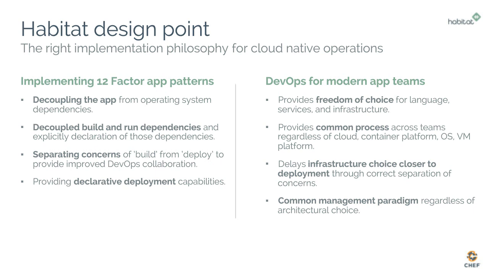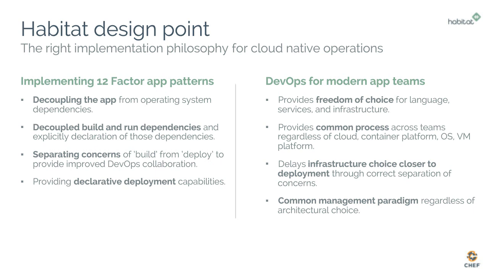So this leads into DevOps for modern application teams. Modern application teams using Habitat have complete freedom of choice to use the programming language, services, and infrastructure that work best for their business needs and for the technology challenges they're facing. We're providing common processes across teams regardless of cloud, container platform, operating system, or VM platform. You can export a Habitat artifact into one of any number of different platforms simply by exporting it and then even by publishing it to a repository outside of Habitat, such as Amazon ECR or Docker Hub.